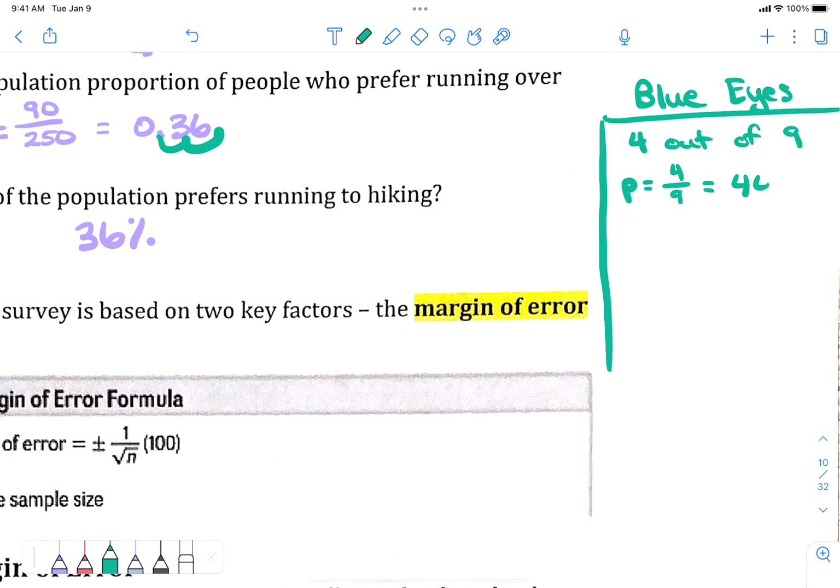So that is 44%. Okay? 44% in this class have blue eyes. Now, here's the important part. Are you listening to this?